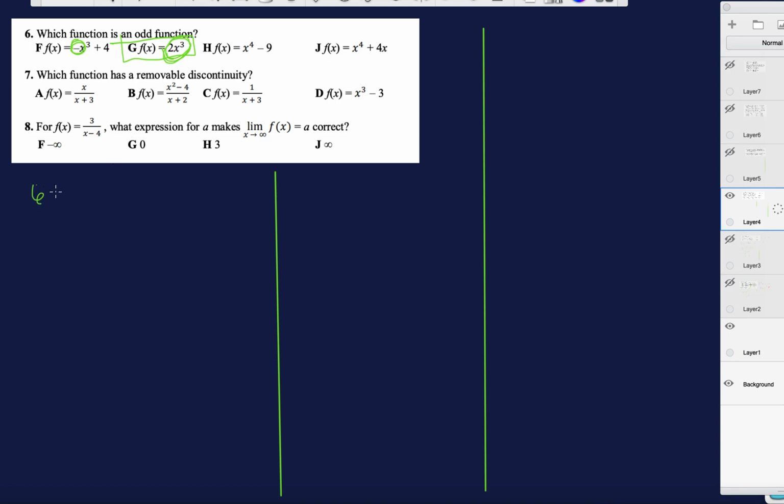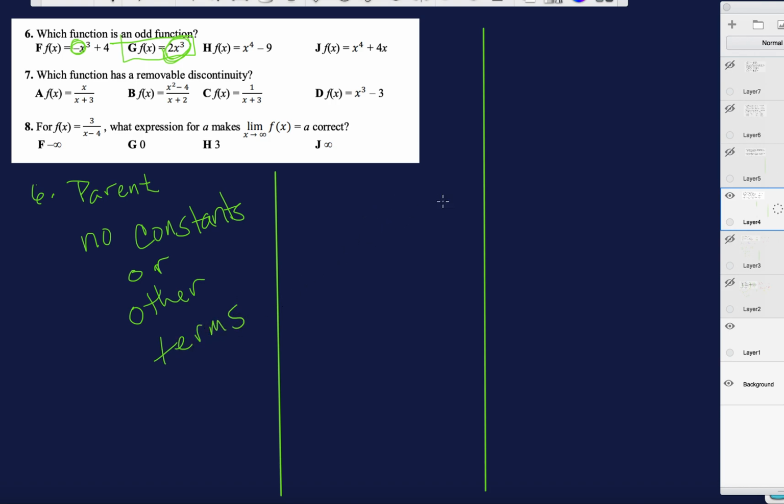So I'm going to say 6. Parent needs to be a parent function, no constants or other terms.